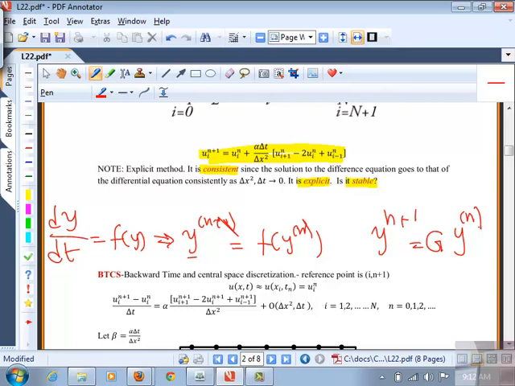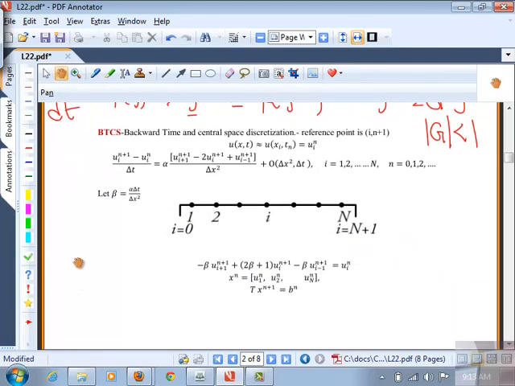And if that factor g is less than 1, then we have a stable system, right? That's the basic idea. And we need to do a very similar thing for partial differential equations. And that method is called the von Neumann method of stability analysis. And we will see what the idea behind that is.